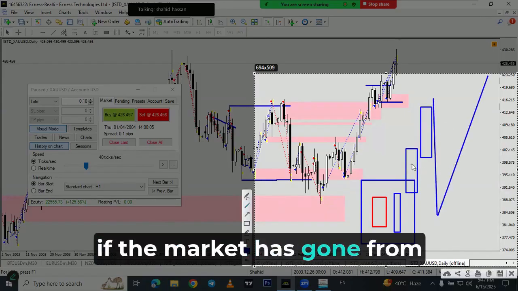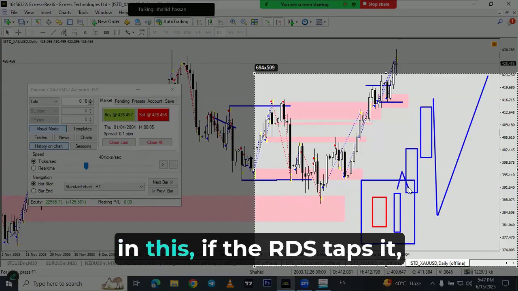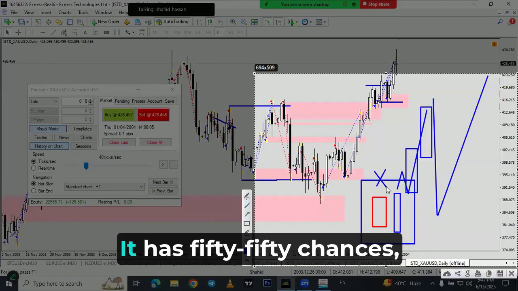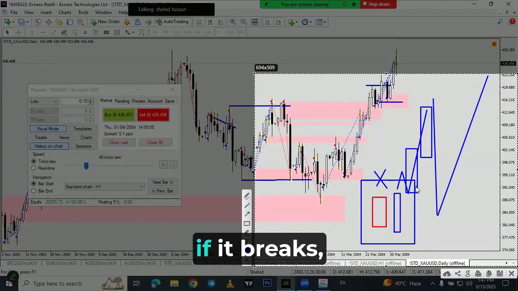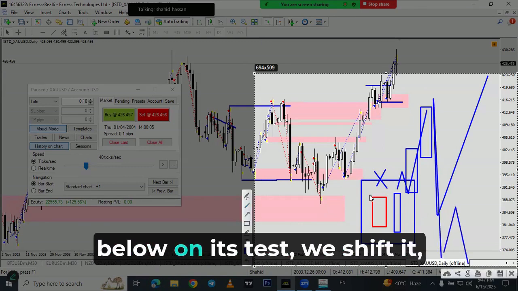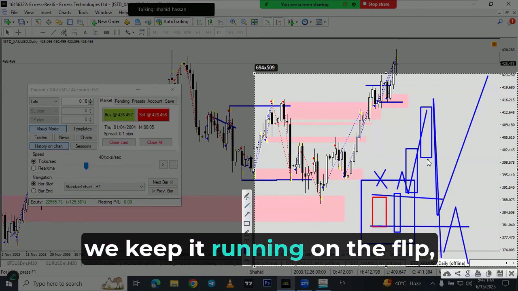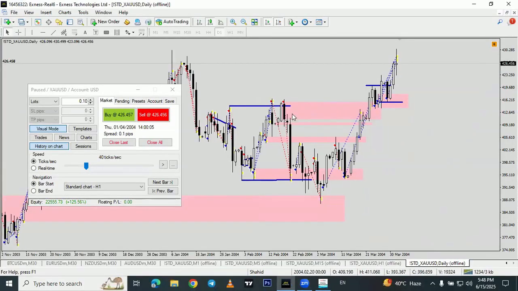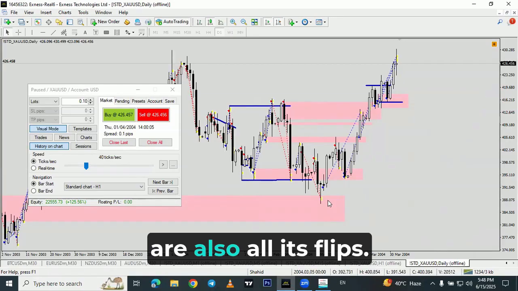If the market has gone from here, gone bullish from here in this, if the RDS taps it going bullish, then we say that it is unpurged. It has 50-50 chances, and if it breaks, then if it breaks on this side, then we go to the shining side below on its test, we shift it, we keep it running on the flip. Here it is that flip and drone, which is also that, or this are also all its flips.